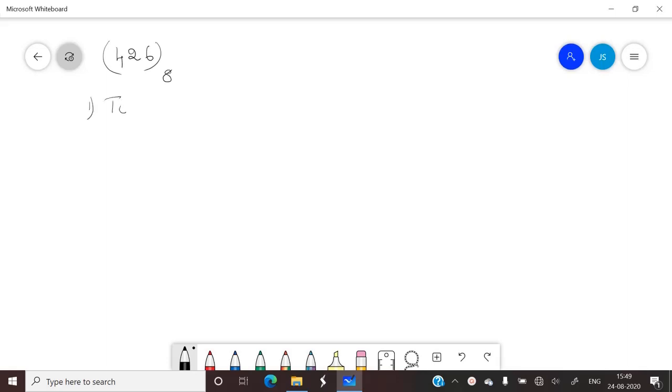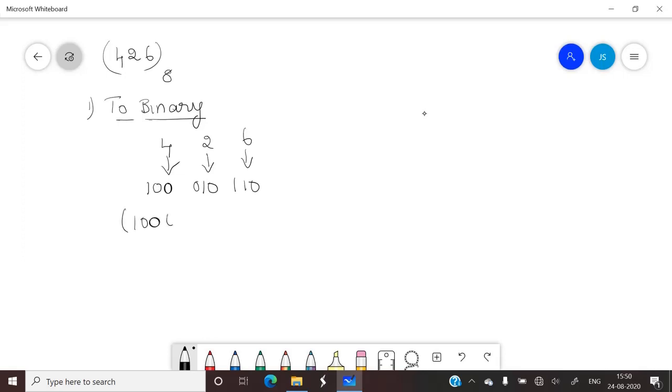So first, to convert it to binary, the procedure is simple. We write the octal digits 4, 2, 6 and write the binary equivalent of each. 6 is equivalent to 110, 2 is 010, and the binary equivalent of 4 is 100, and so here the binary equivalent is 100010110.